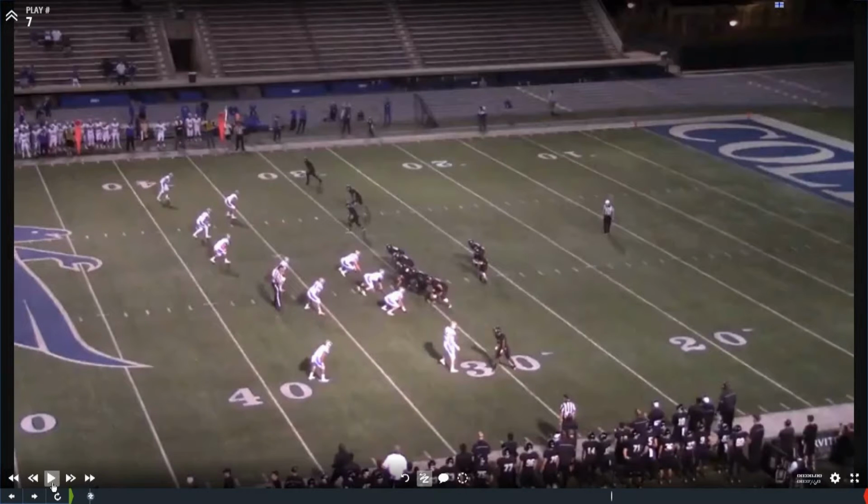Before we begin, I'd like to point out that all the games that we are using for this instruction are being officiated by a 7-man officiating crew. We will highlight the differences in areas of responsibility and keys between 3, 5, and 7-man mechanics.